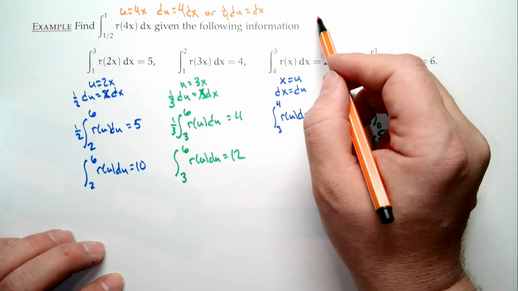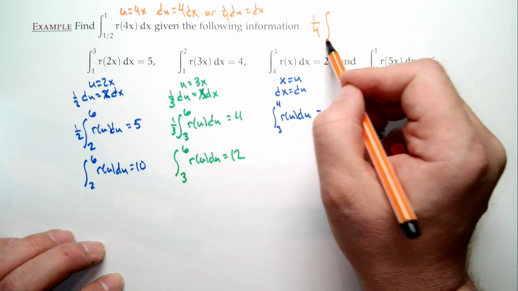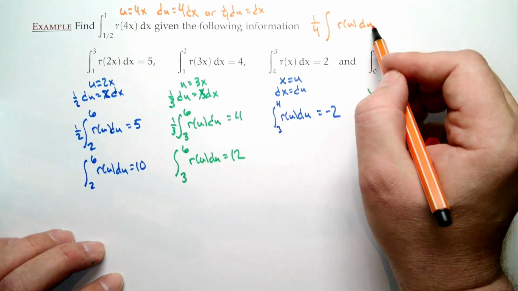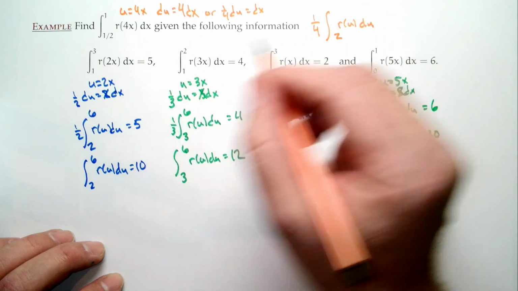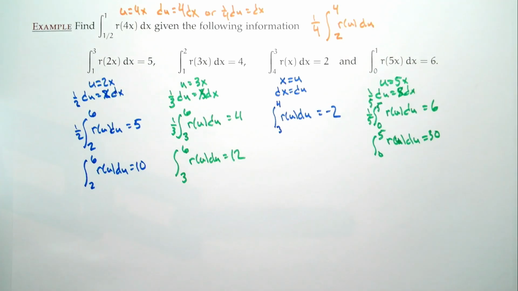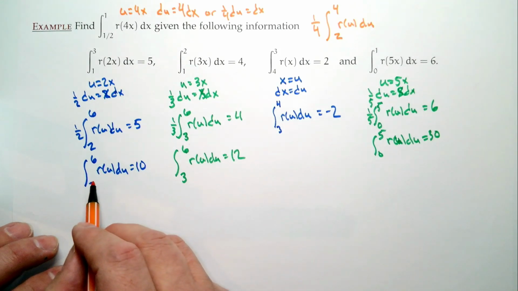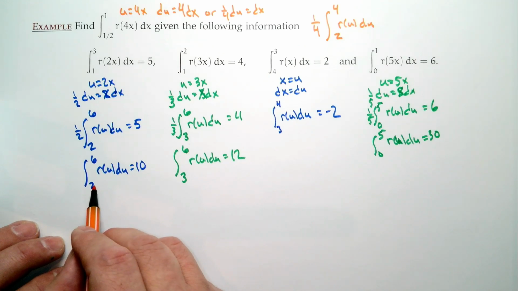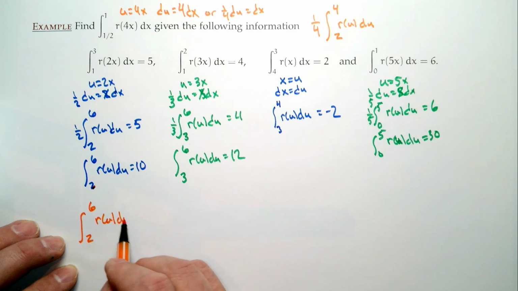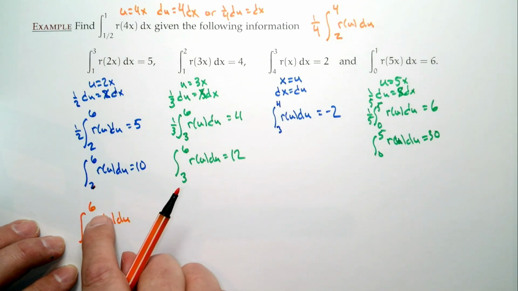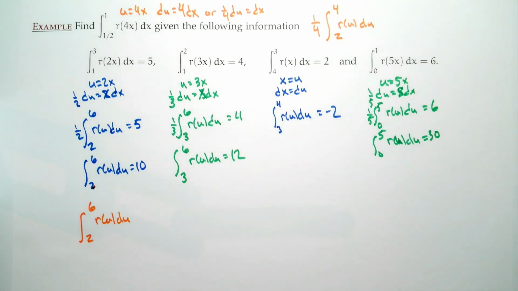So that says our answer is going to be 1/4 the integral of r of u du, where the bounds will be from 2 up to 4. So I need to find some way to put these together to go from 2 to 4. And now we start saying, hey, there's a 2 here. That's a promising sign. So I'm going to go 2 up to 6 of r of u du. But the thing is, that's not 4. True fact. 6 is not 4. All right, so where's the 6? Is there a 6 anywhere?